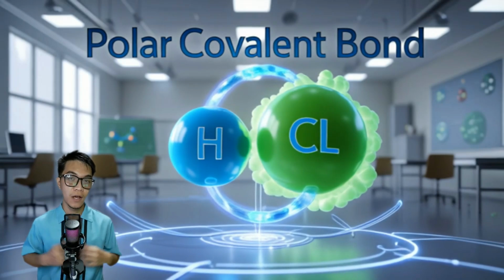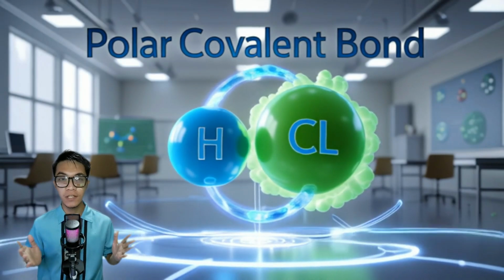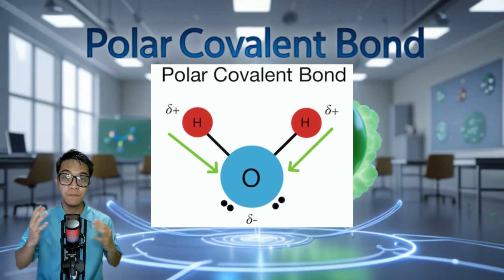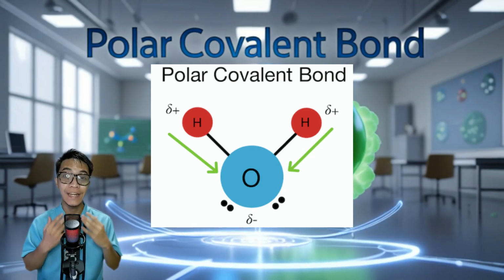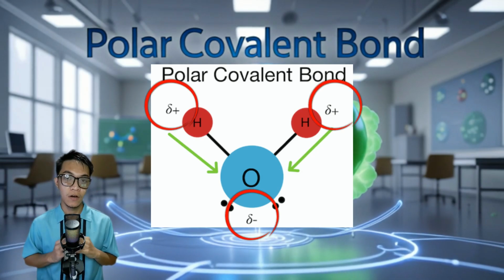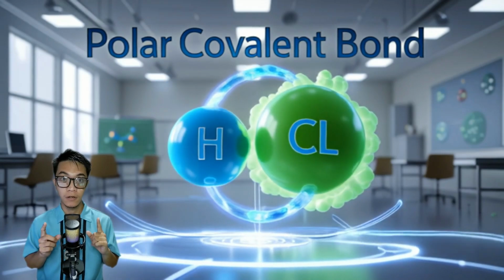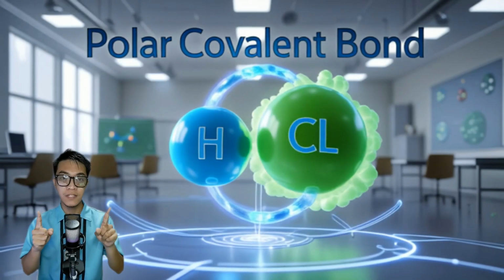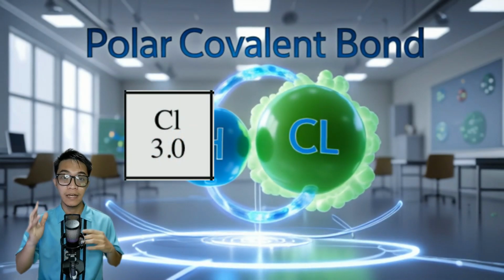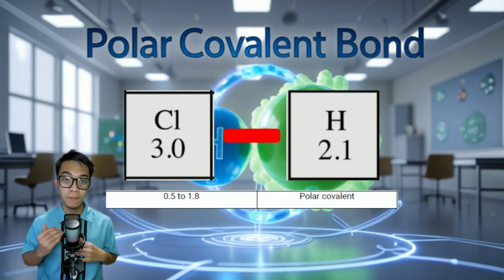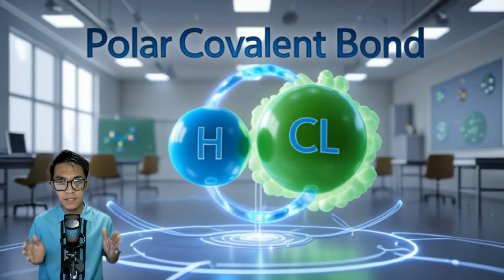Second, let's have our polar covalent bond. Basically, a polar covalent bond is a bond wherein there's polarity between the atoms in reaction. What does that mean? If there is a polarity, there's a positive and a negative side of that compound. So they're polar, having two sides basically. And this happens when two elements in reaction have a difference in electronegativity values between 0.5 to 1.8. So why does this happen?